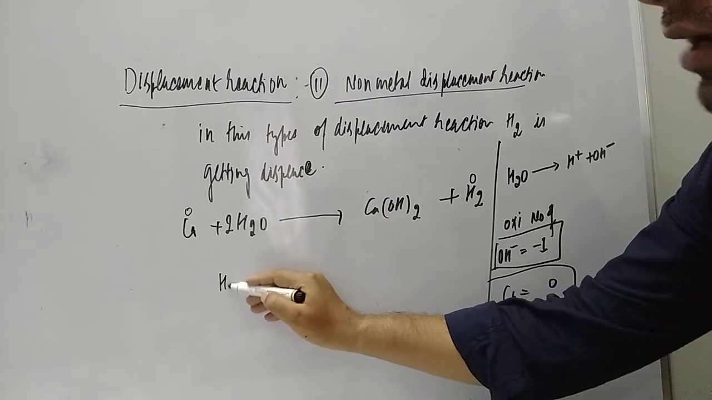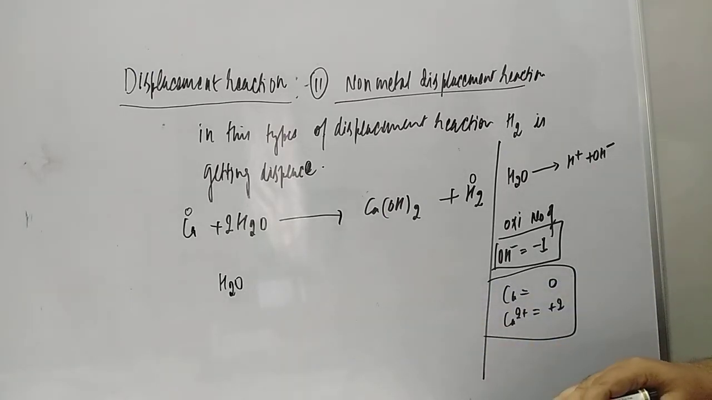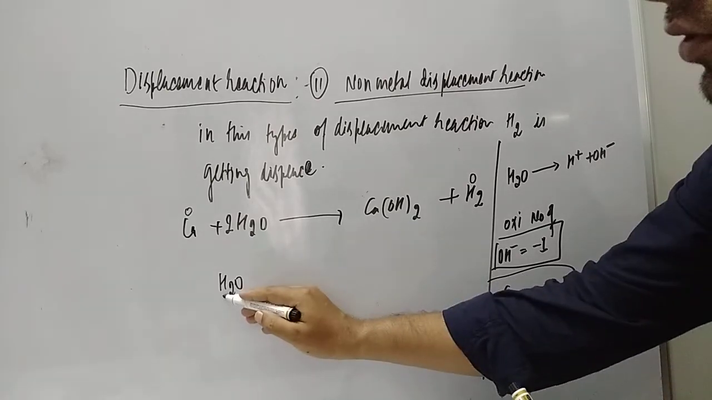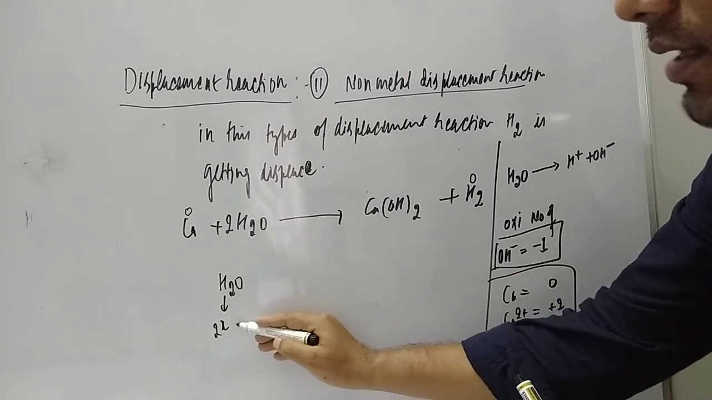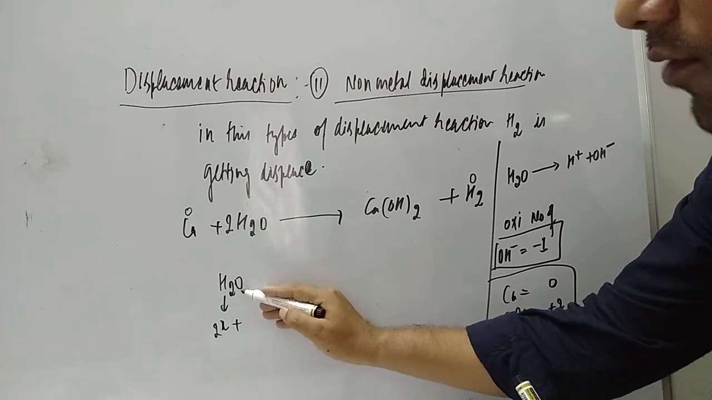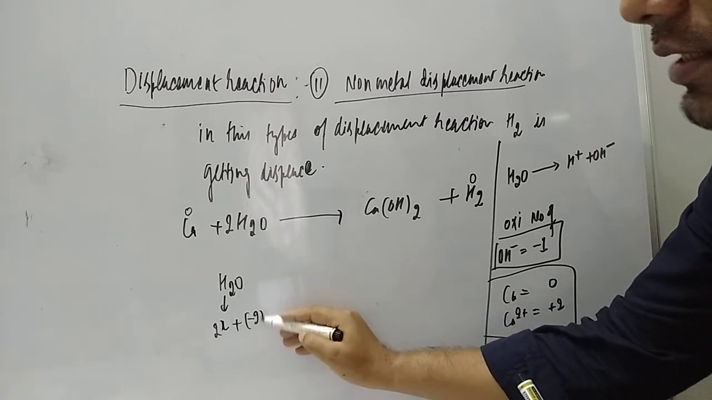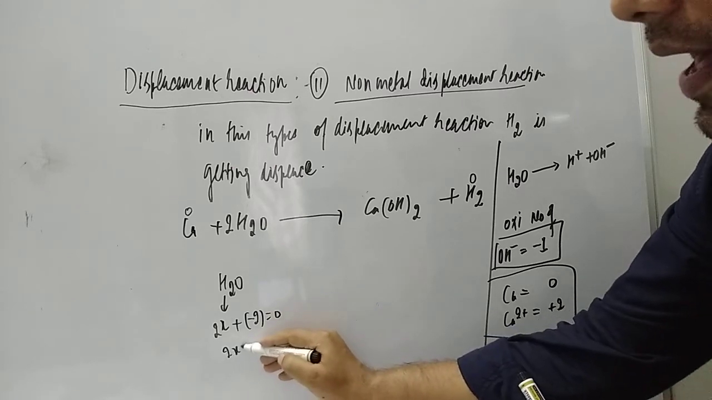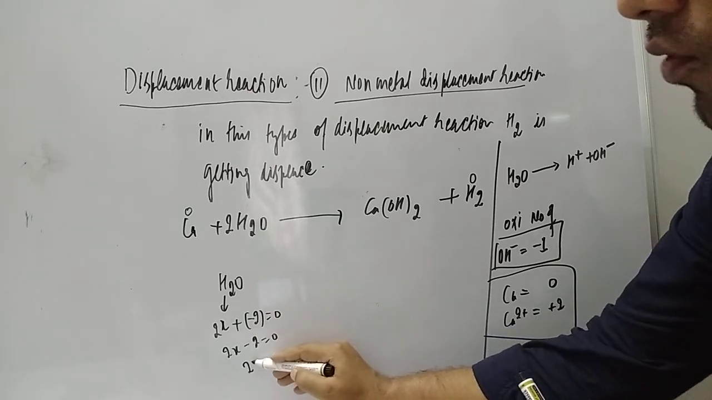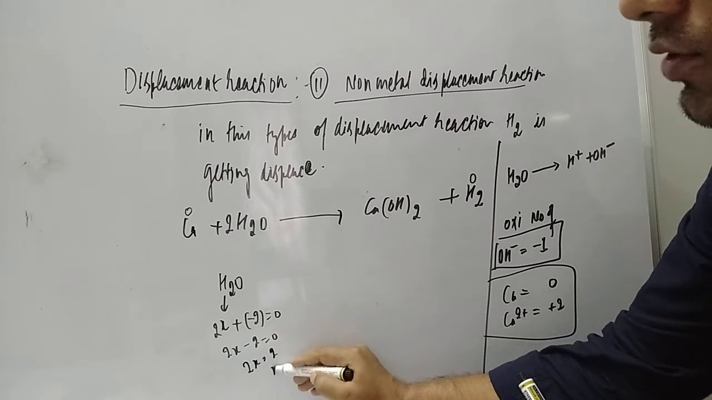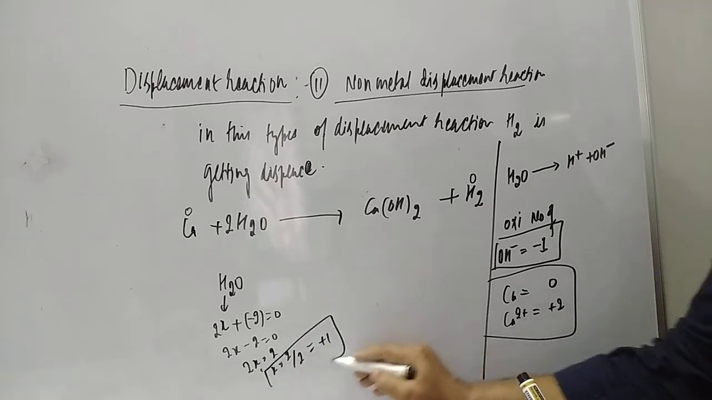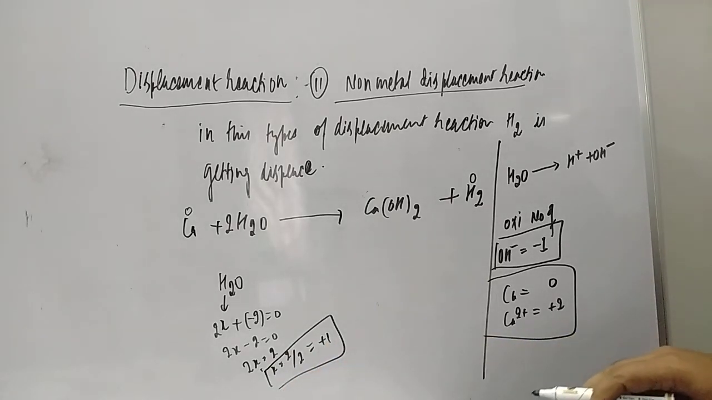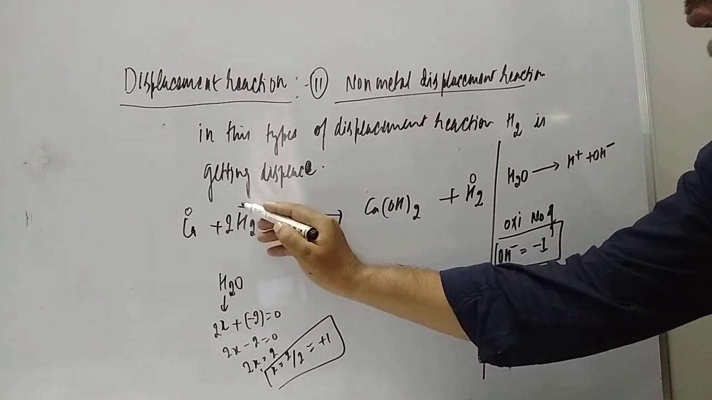Now we can calculate for H2O. In the case of H2O, you calculate the hydrogen. Let hydrogen be X, so 2 hydrogens is 2X. There is 1 oxygen, and each oxygen has -2, equal to 0. So 2X - 2 = 0, 2X = 2, X = 2/2, so X is +1. So here hydrogen is +1.